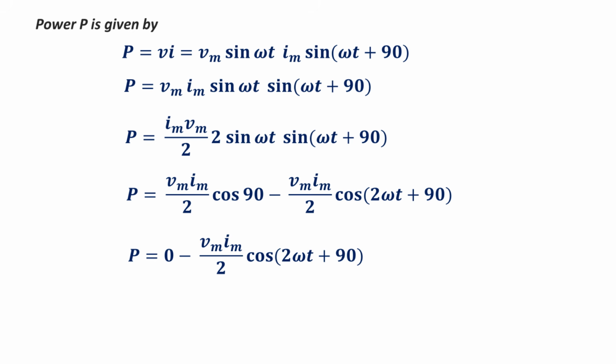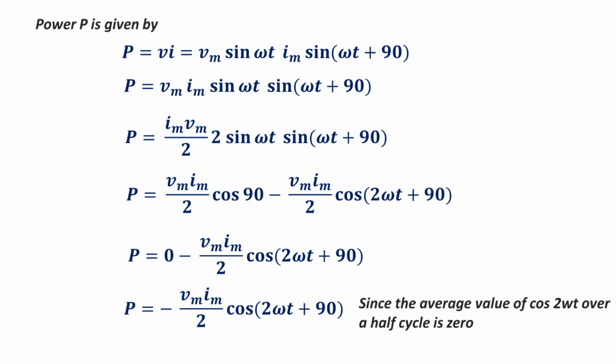Since the value of cos 90 is 0, power P equals 0 minus Vm into Im by 2 cos(2 omega t plus 90). Since the average value of cos(2 omega t plus 90) over a half cycle is 0, the value of average power P equals 0.